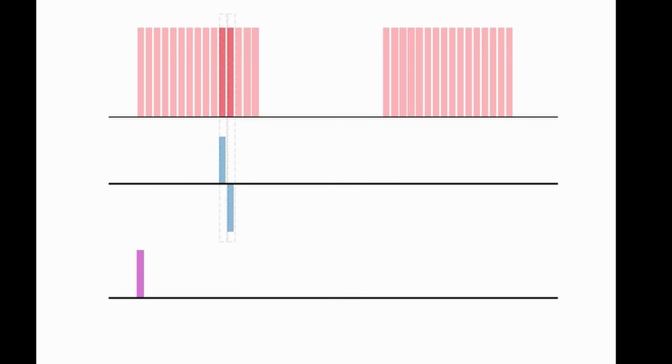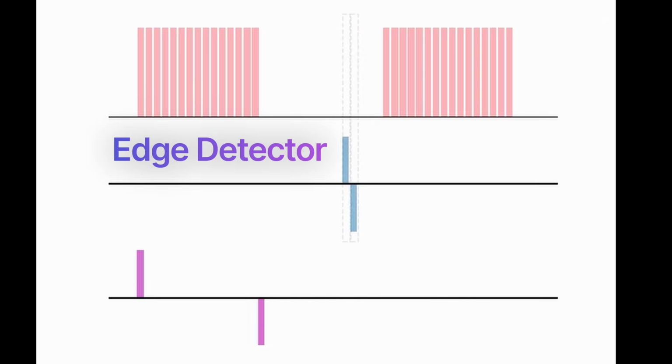Well, this one simply outputs the difference between the adjacent elements in the array. So a convolution will detect places where the signal rises or falls. In other words, this is kind of like an edge detector.